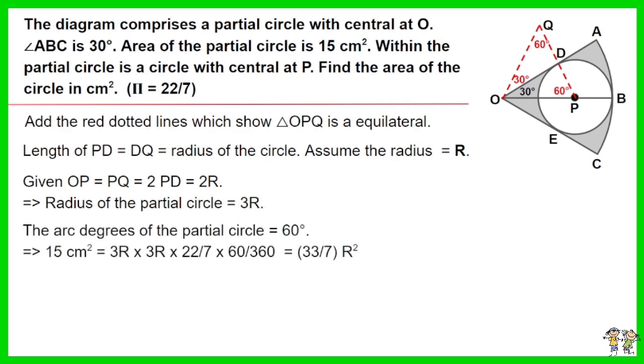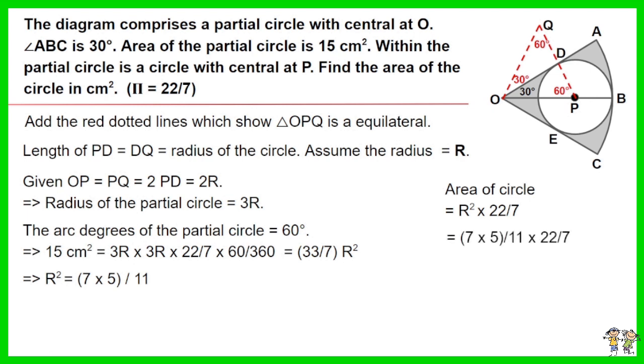The arc degrees of the partial circle equals 60 degrees. Thus 15 centimeters squared equals 3R times 3R times pi times 60/360. Work out the equation. You have R squared equals 7 times 5 divided by 11. Area of the circle equals R squared times pi. Replace the value of R squared with 7 times 5 divided by 11. Then work out the equation. The area of the circle is 10 centimeters squared.